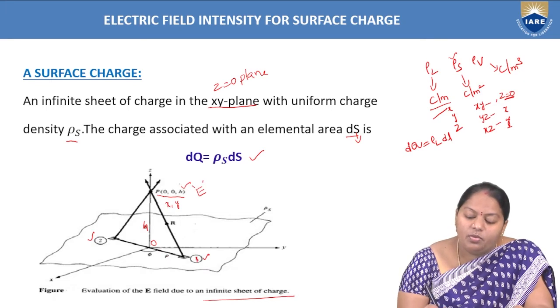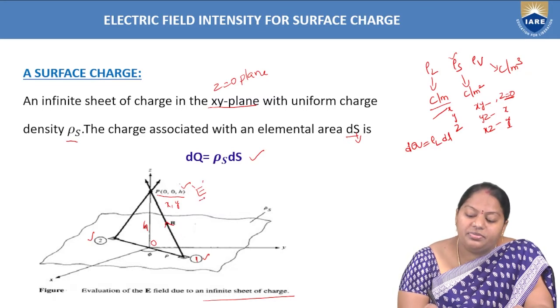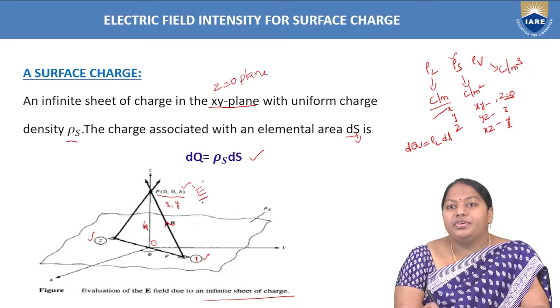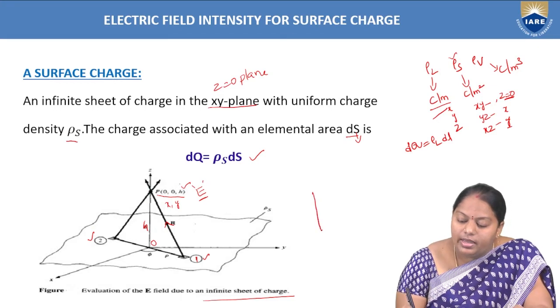And from the field point 1 to the surface 1 to the field point P, the distance is given by R, right? So in order to estimate this electric field intensity E due to surface charge, we have considered this triangle path, right? So that triangle path, these are the parameters.